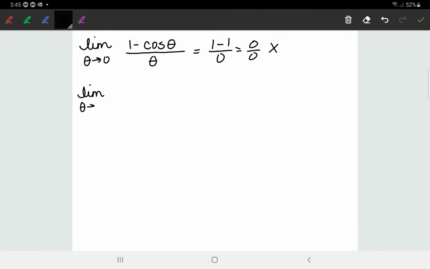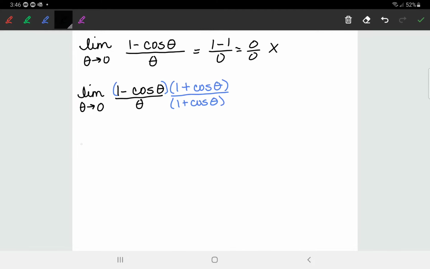So the limit as theta approaches 0 of (1 minus the cosine of theta) divided by theta. There's not much that we can do here, like getting a common denominator or anything like that. So we're going to have to rely on trigonometric identities. Let's multiply by the conjugate, 1 plus the cosine of theta. We'll have to do that on top and on bottom.